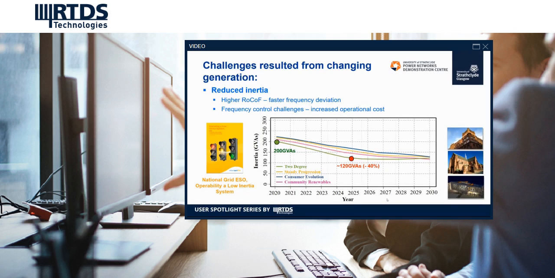So this means that with the same amount of power imbalance, the system will see a larger RoCoF, and that means faster frequency deviation when something happens in the system. In order to cope with such lower inertia, the system operator will also need to prepare more reserve units in order to react to the frequency disturbance. So that will significantly increase the operational cost.